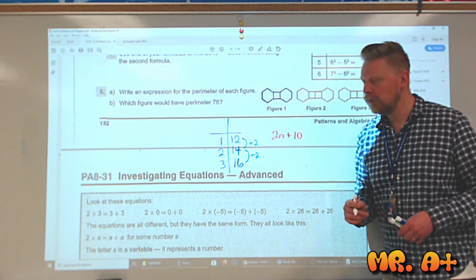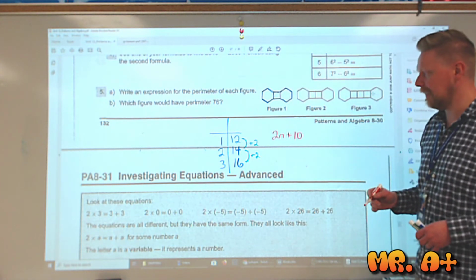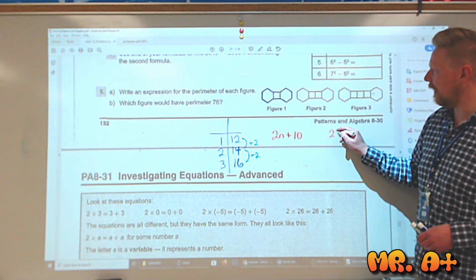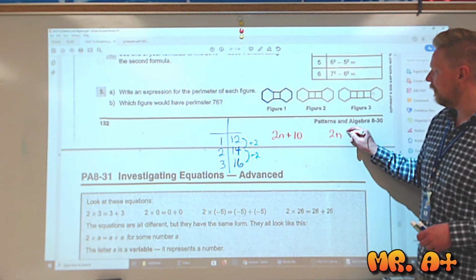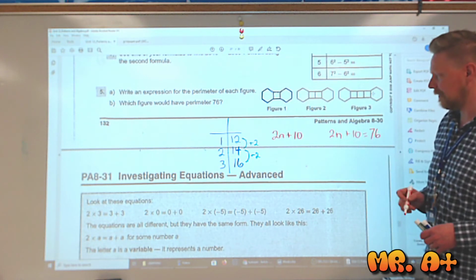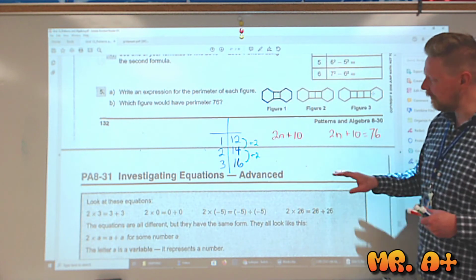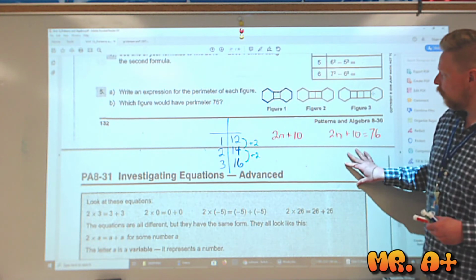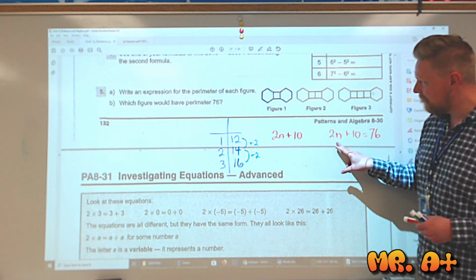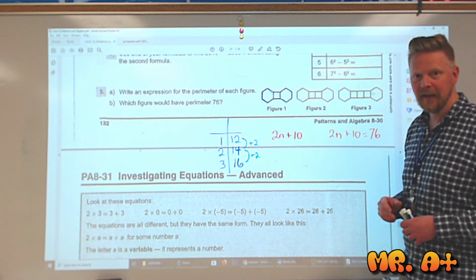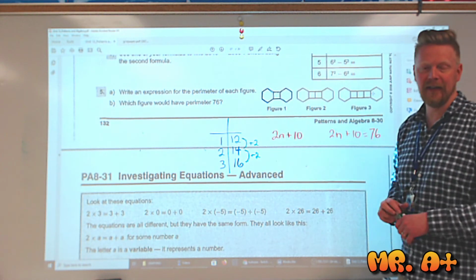Which figure would represent a perimeter of 76? I'm going to substitute in, I'm going to say 2n plus 10 equals 76. I want you to work through this one, use preservation of equality, and figure out which figure is going to have 76 as a perimeter. Go ahead and do that one. That's all we have for this lesson.